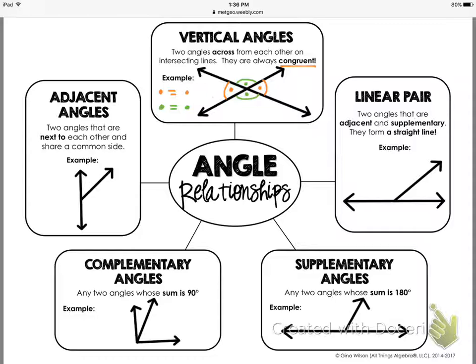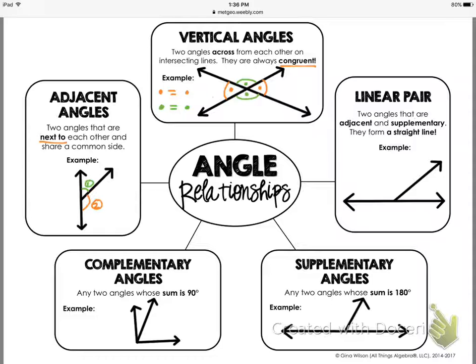All right, moving on to adjacent angles. Working our way counterclockwise, the first thing we're going to look at is adjacent angles. That's two angles that are just next to each other and they share a common side. So here would be our first angle, right there. And then our second angle is this obtuse angle greater than 90 degrees, and it's there. So angles 1 and 2 are adjacent. That just means that they are next to one another.